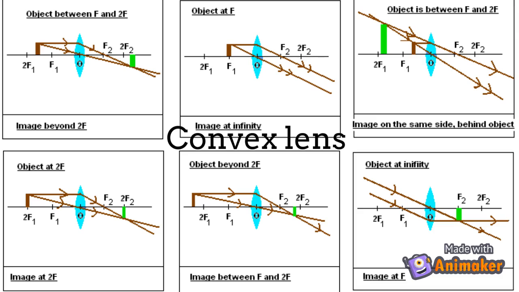In case 2, the object is at F, the image formed is at infinity. In case 3, the object is between F and O, the image formed is of magnified size and will be between 2F and F, of nature virtual and erect. In case 4, the object is at 2F, the image formed is of the same size and will be at 2F of nature real and inverted. In case 5, the object is beyond 2F, the image formed is of diminished size and will be between 2F and F of nature real and inverted. In case 6, the object is at infinity, the image formed is point-sized and will be at F of nature real and inverted.